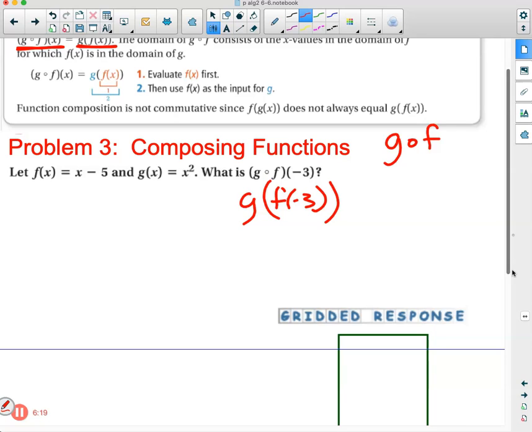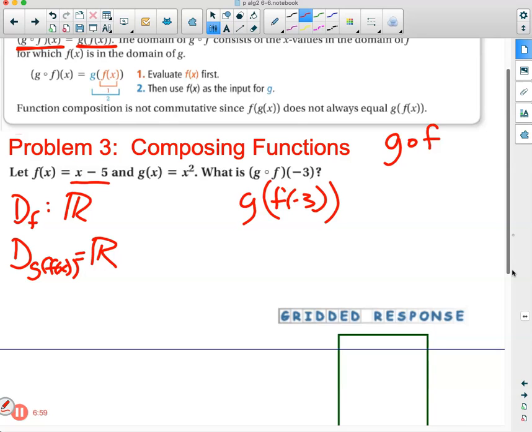Now, in order for that to work, I have to know the domain of f, because f is the one that I'm going to put things into. So let's look at f. Domain of f. Do you see any division? F doesn't have any division. Does it have any even roots? Well, this is excellent news. That means the domain is all real numbers, because that's the input. So the domain of g of f of x is all real numbers, which means we're safe putting in a negative 3.